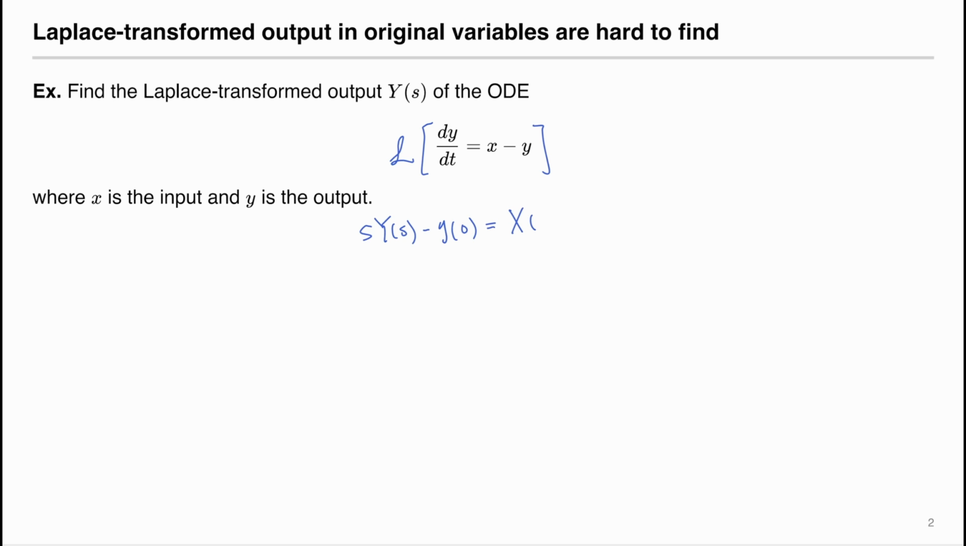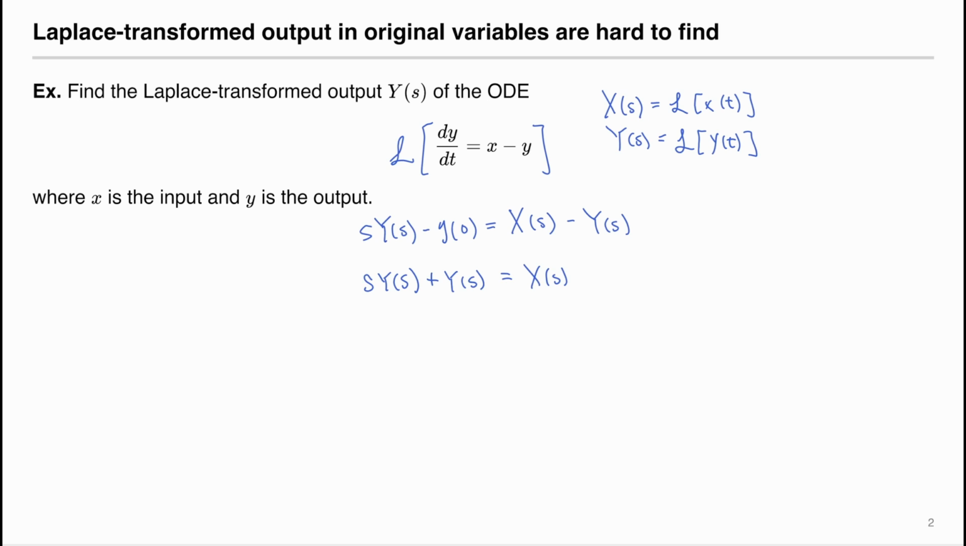equals the Laplace transform of small x, which is big X(s), minus Y(s), where we define big X as the Laplace transform of small x, and big Y(s) is the Laplace transform of small y. And then we separate the big Y and X, moving the big Y to the left and moving the initial condition to the right.